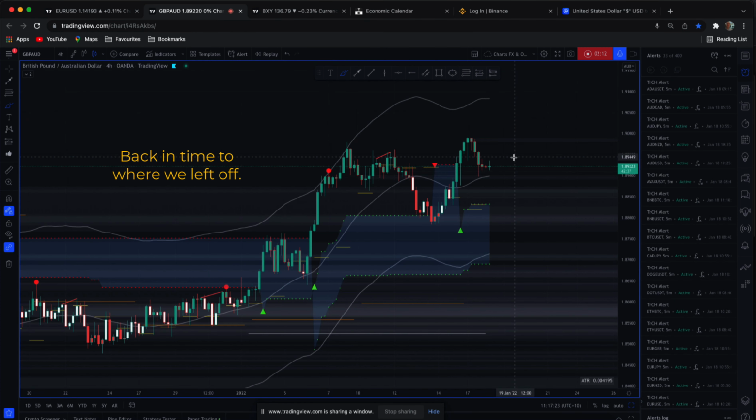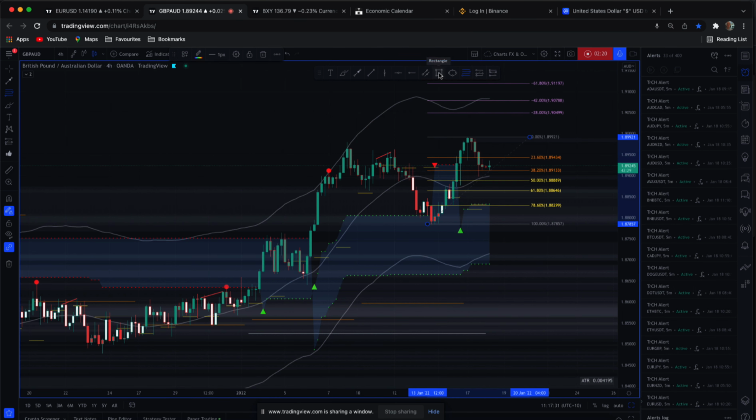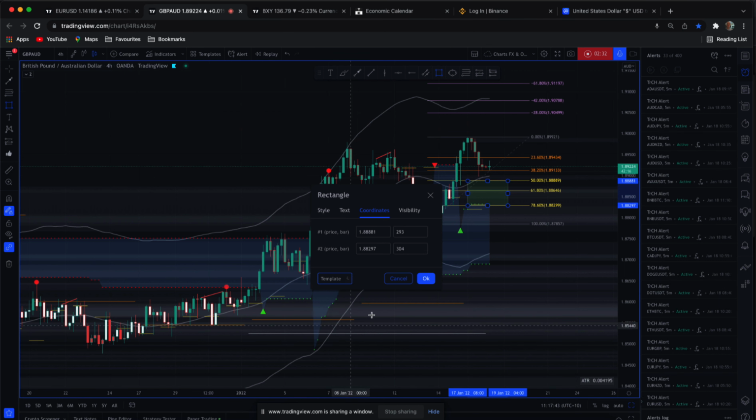I'm looking to buy, and we've traded back down into the mean here. Thing is though, if you love your fibs, let's just do this. I like my yellow zone through here, so let's just mark that out, and I'm going to call that my buy zone. Buy zone, there it is.